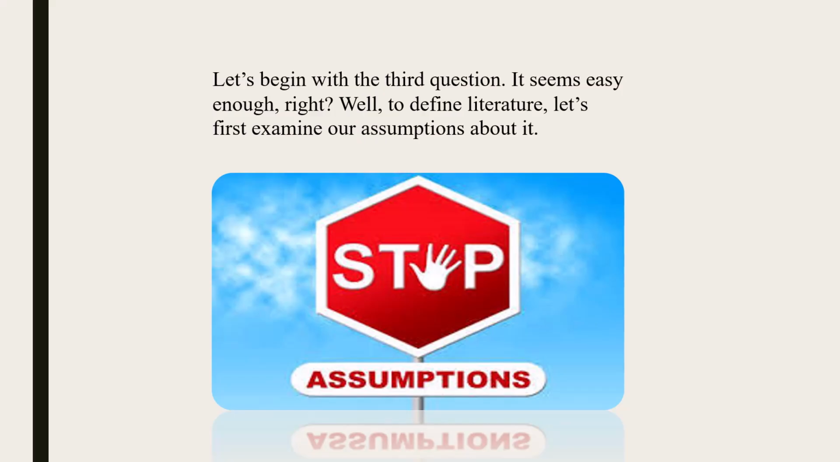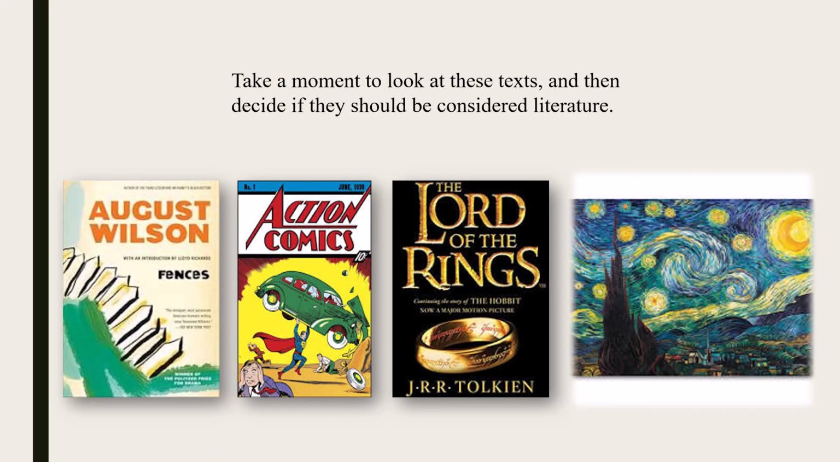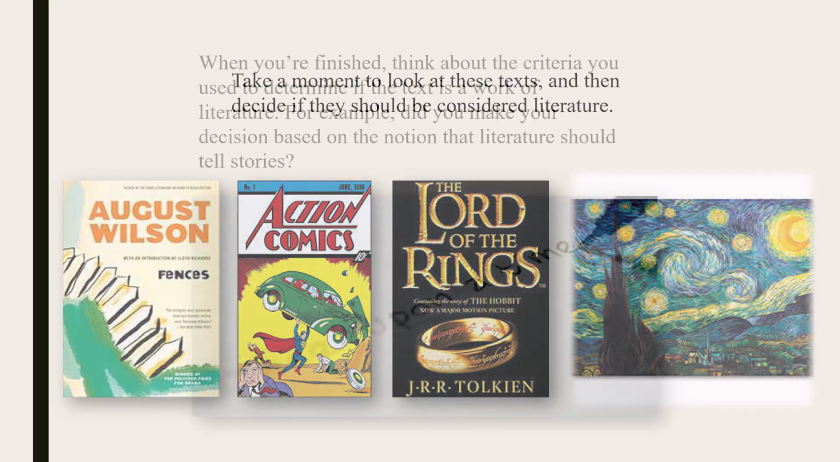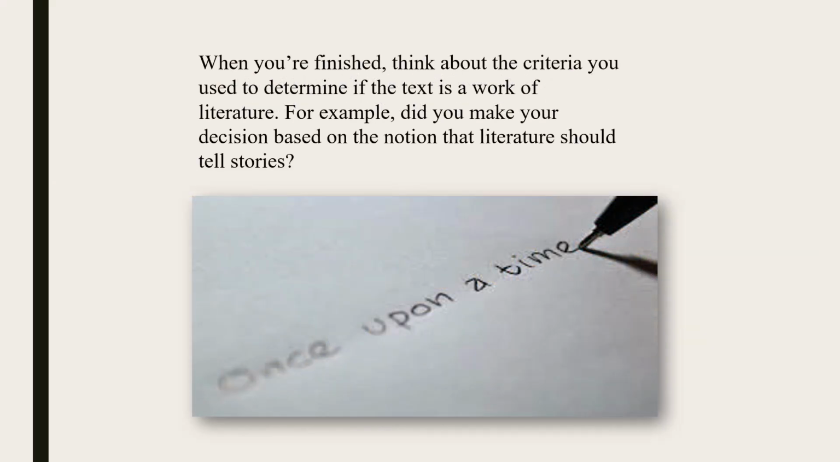It seems easy enough, right? Well, to define literature, let's first examine our assumptions about it. Take a moment to look at these texts and then decide if they should be considered literature. When you're finished, think about the criteria you use to determine if the text is a work of literature.